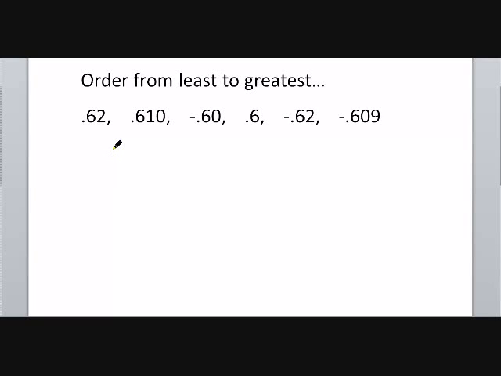Ordering decimals from least to greatest. In this particular set of numbers, I have negatives and I have positives. Now that may make it seem like it's a little bit trickier than having all the same, but I think it's actually a little bit easier because that lets me split the numbers into two groups.